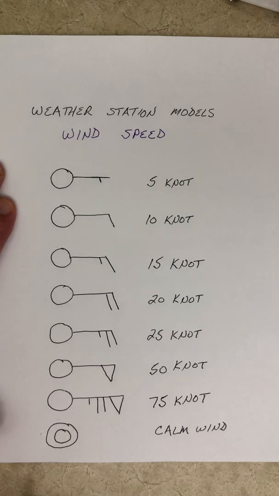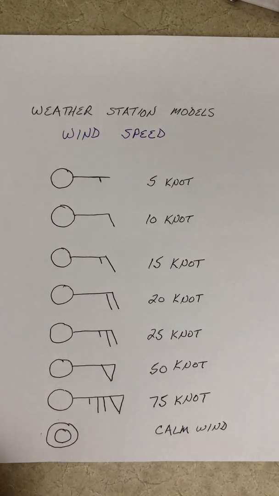All right, so those are wind speeds. That's how you indicate wind speeds on a weather station model. And next we'll take a look at atmospheric pressure.